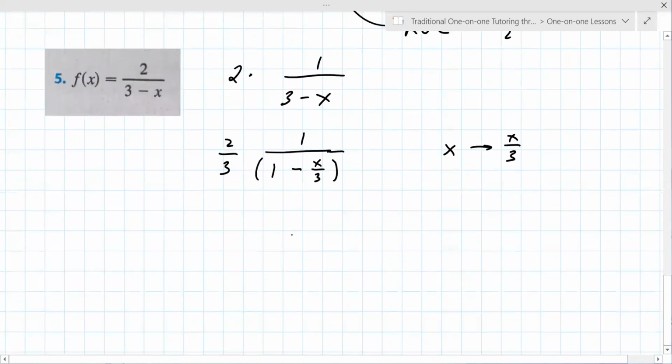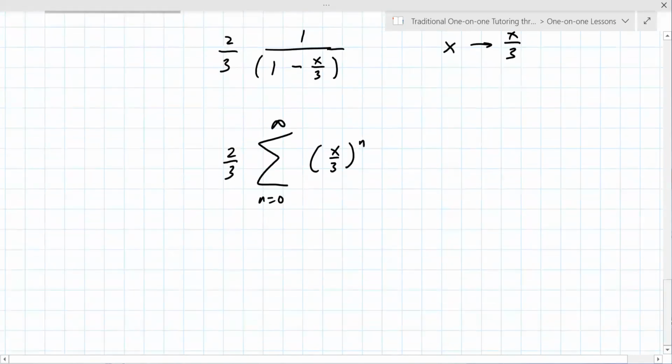So when you write it, it's sigma of (x/3) to the n, and you've got a 2/3 here, with n equals 0 to infinity. Some instructors index this differently, so just do whatever they do. So this is x to the n over 3 to the n. They do kind of want you to clean it up.